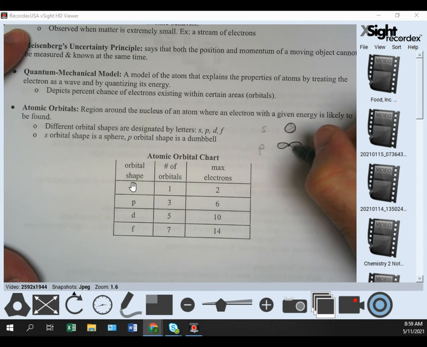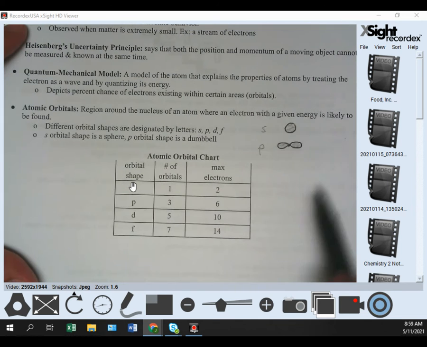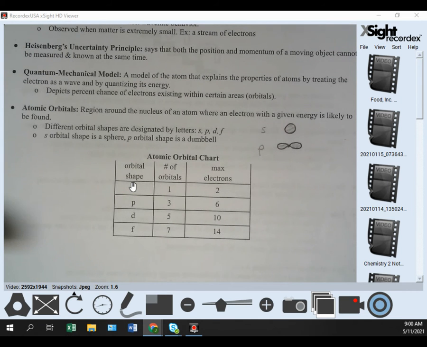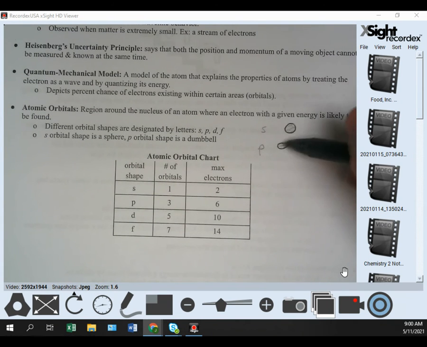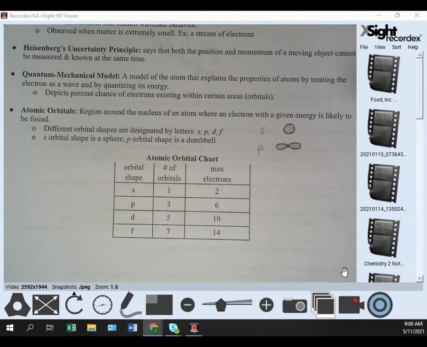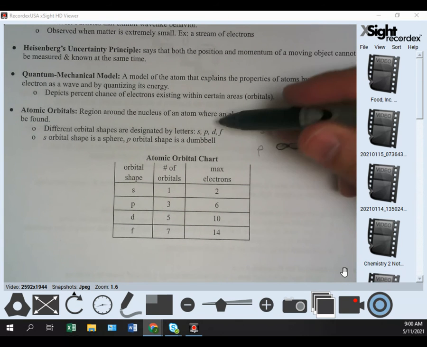An S orbital shape is a sphere. A P orbital shape, they call it a dumbbell. It looks kind of like an infinity symbol, sort of, with the nucleus at the middle. Those are the only two that you need to know. For the D and the F, we're going to do a little activity that shows you what they look like, but you don't need to memorize or have a name for those. So there's four orbital shapes: S, P, D, and F.